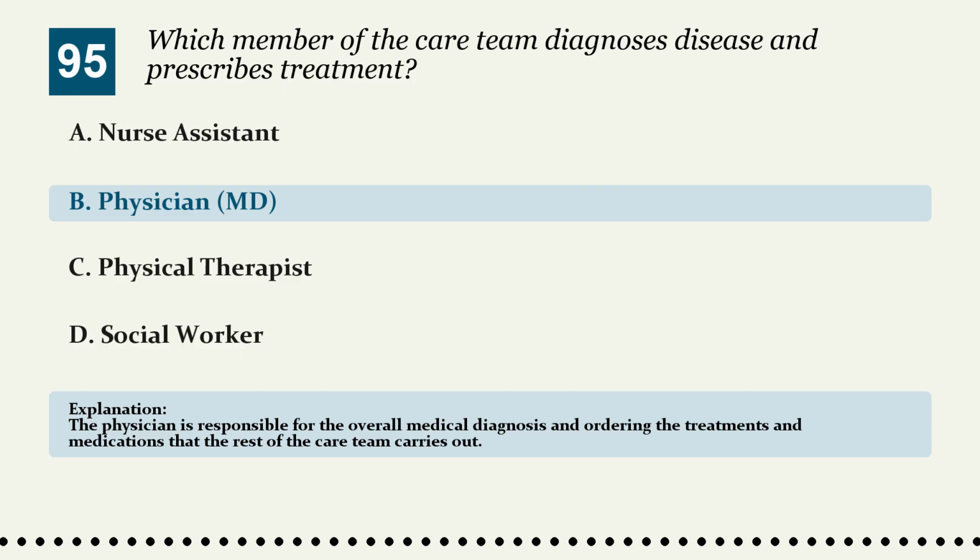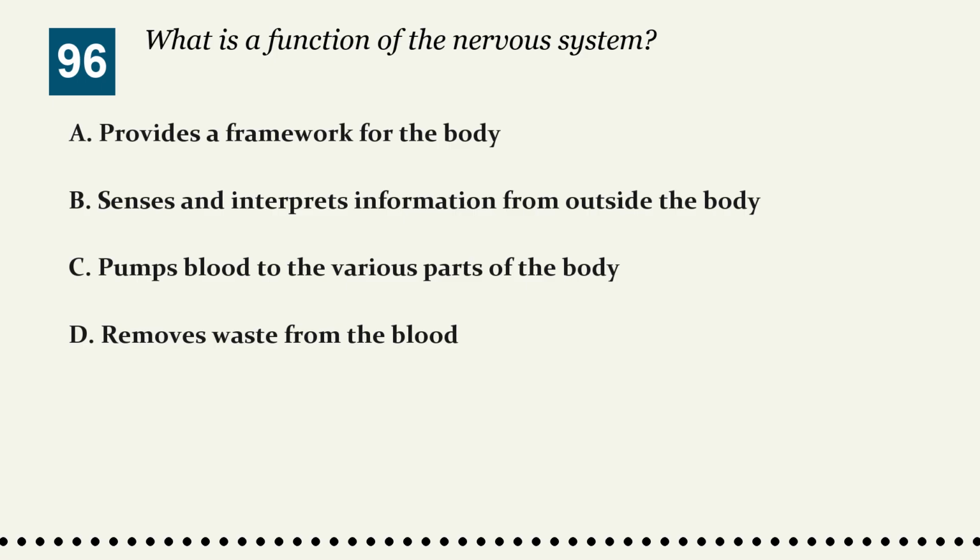The physician is responsible for the overall medical diagnosis and ordering the treatments and medications that the rest of the care team carries out. Question 96. What is a function of the nervous system? Option A, provides a framework for the body. Option B, senses and interprets information from outside the body. Option C, pumps blood to the various parts of the body. Option D, removes waste from the blood.